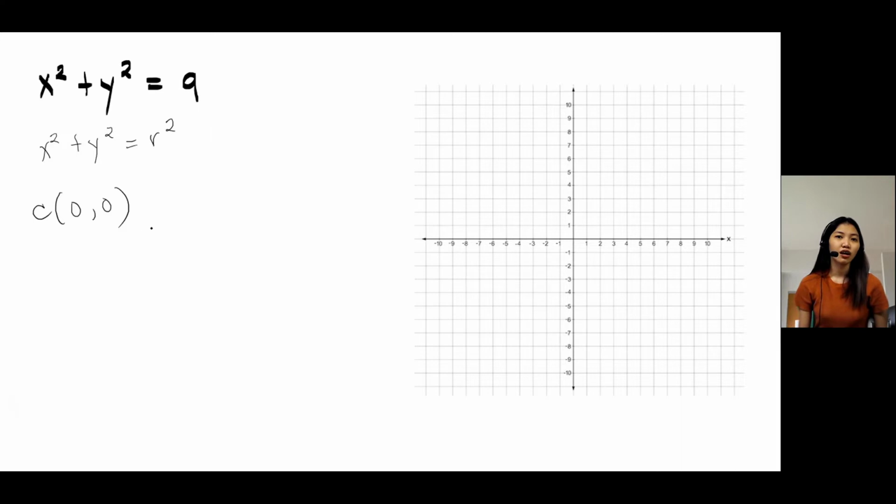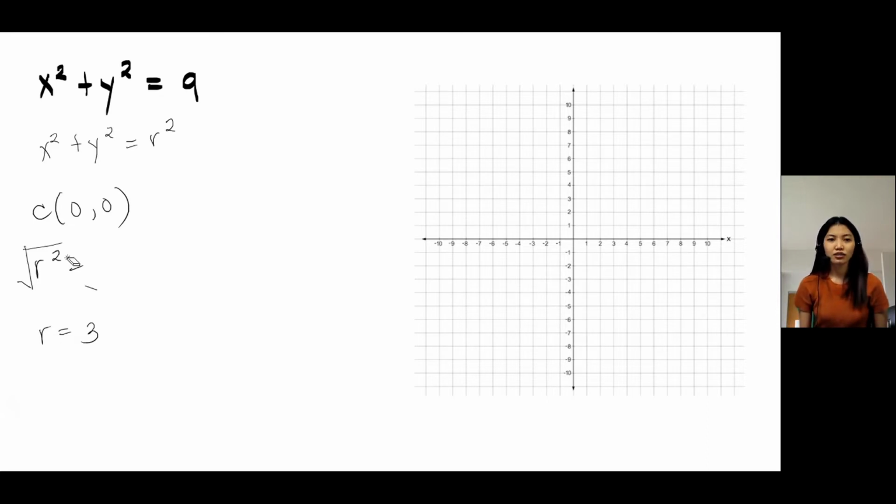So now, ano yung value ng r? Again, r squared is equal to 9. R lang ang kailangan natin. So to get the value of r, get the square root of both sides. So the square root of r squared is r, then r is equal to the square root of 9, which is 3. Okay, so now the center is 0, 0 and the radius is equal to 3.